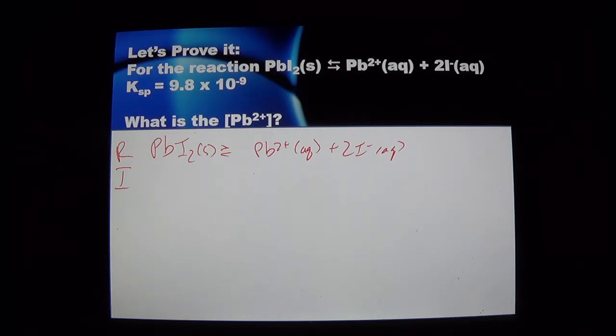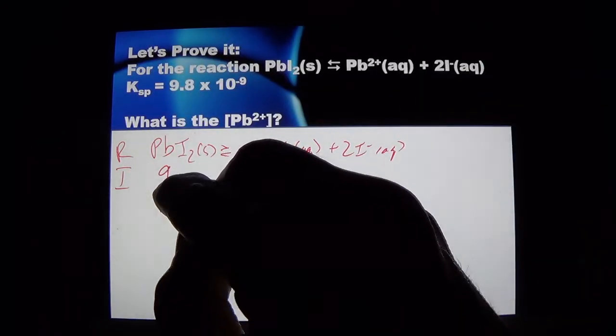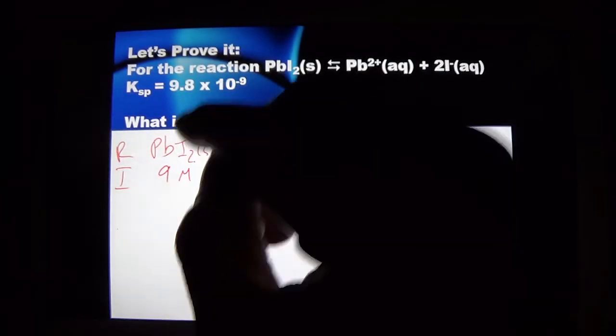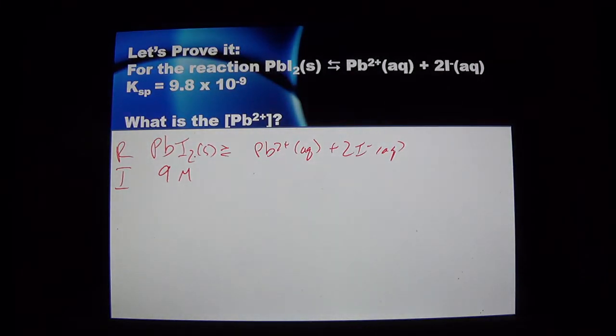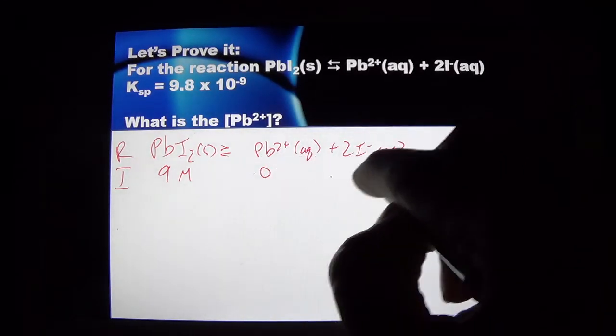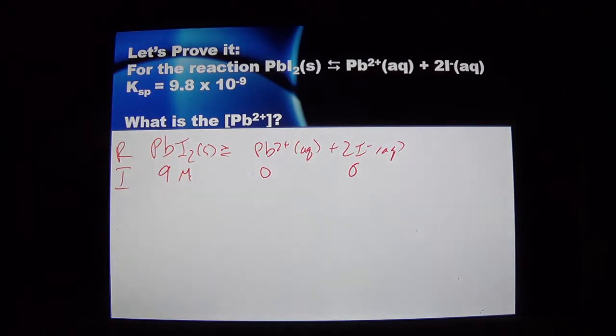I'll prove to you in just a moment that we don't actually need to know how much we start with, but let's guess a number. My shoe size is 9, so I'm starting with 9 molarity of lead iodide. I have 0 and 0 of the products, and we could work in moles just as easily.